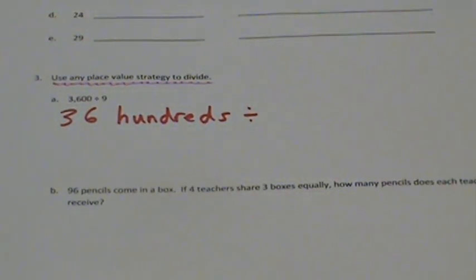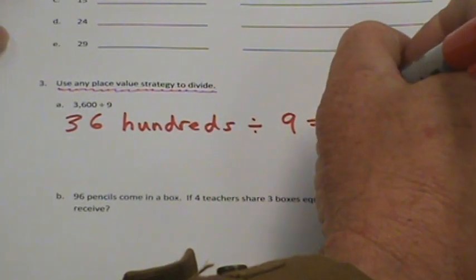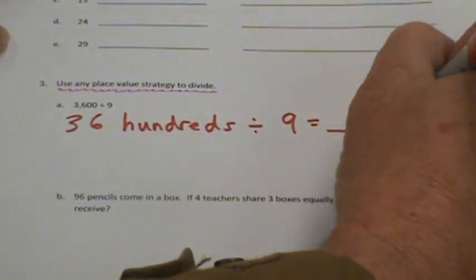Okay, we're going to use unit form. So, write this down. 36 hundredths divided by 9 equals blank hundreds.